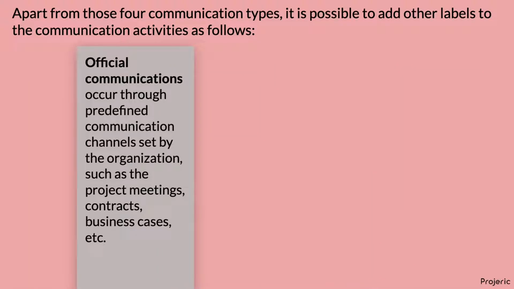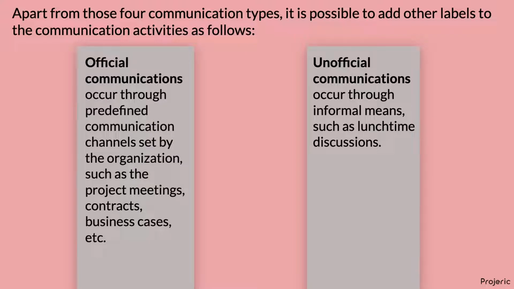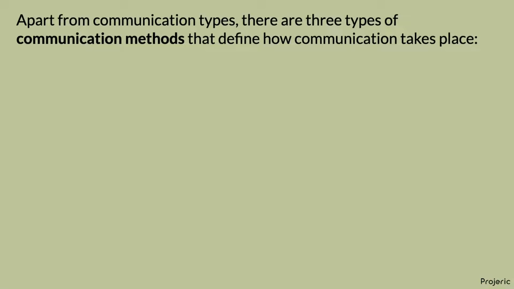Official communications occur through predefined communication channels set by the organization, such as the project meetings, contracts, business cases, etc. Unofficial communications occur through informal means, such as lunchtime discussions. Apart from communication types, there are three types of communication methods that define how communication takes place.